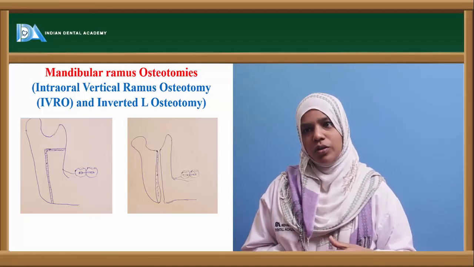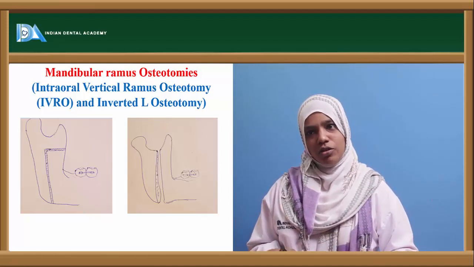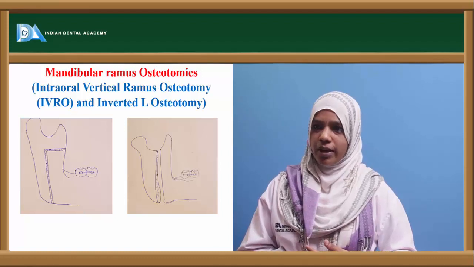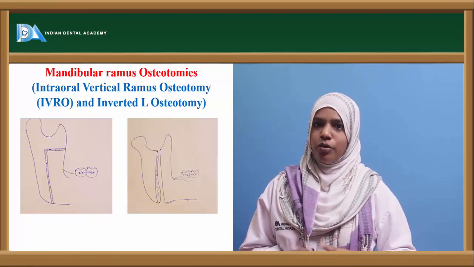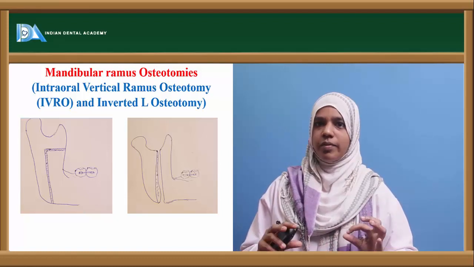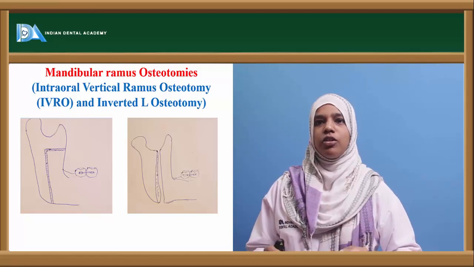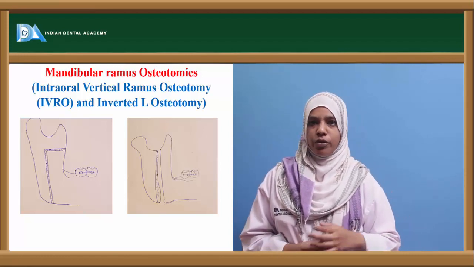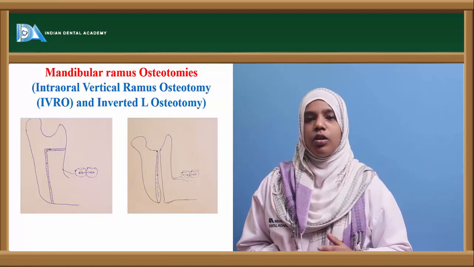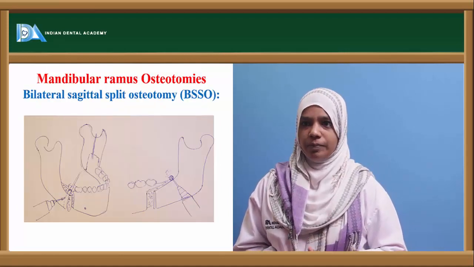Once you have done this, you can either do anterior mobilization or you can do a setback. Once you have done that, put a splint, put the teeth in the splint, do IMF fixation, and then you do the plating of your osteotomy segment. Close the wound in layers and put a pressure dressing.